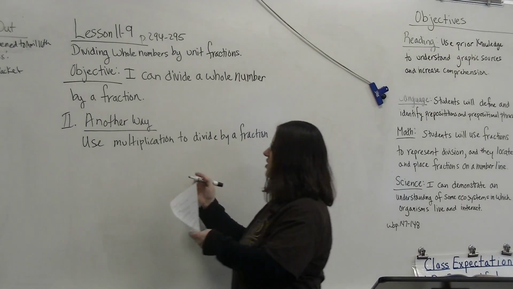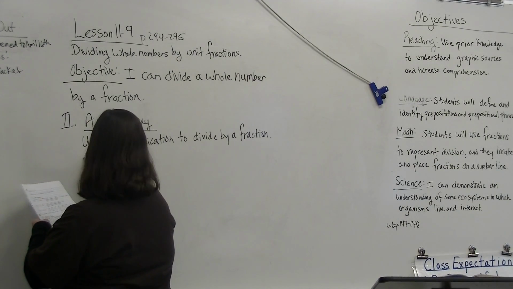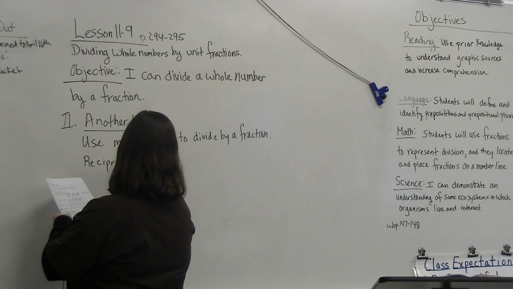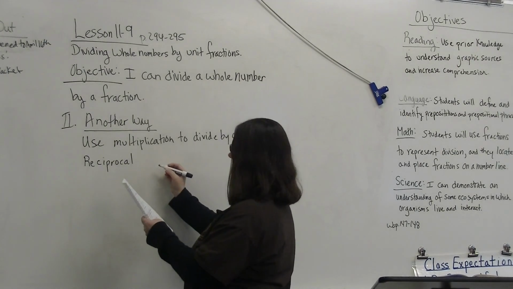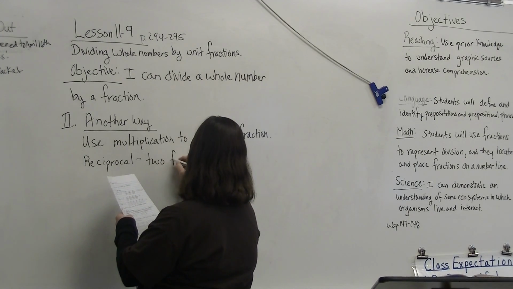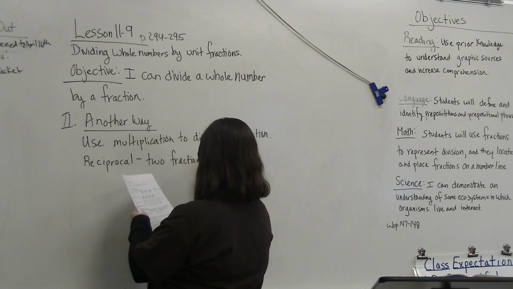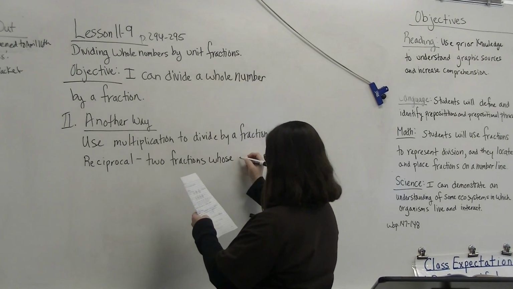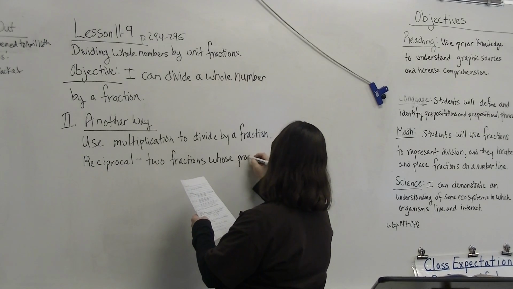Underneath there, we need to go over, because this is a new term, it is called a reciprocal. Put down the word reciprocal. It is highlighted in your text. And that is, again, explained as 2 fractions whose product, that means when you multiply them together, whose product is 1.